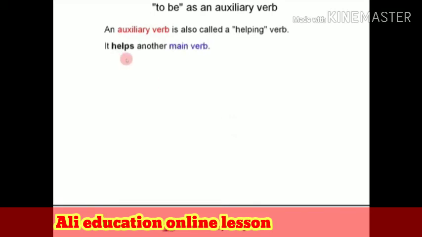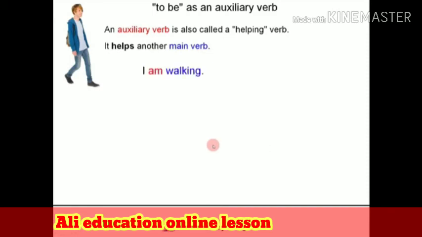Now let's look at to be as an auxiliary verb. An auxiliary verb is also called a helping verb because it helps another main verb. Let's look at an example.